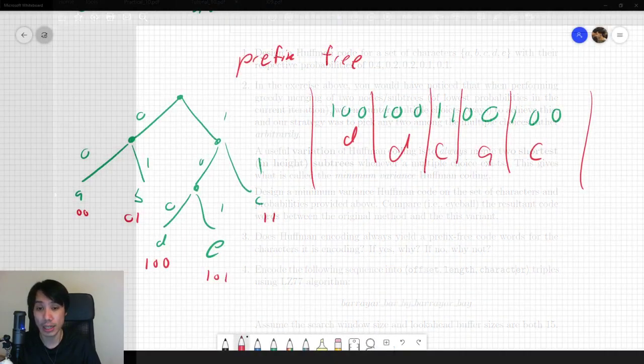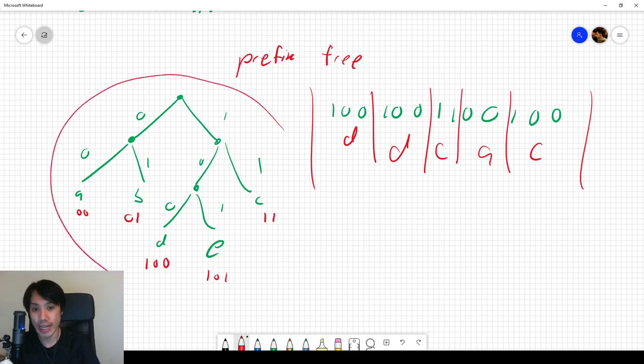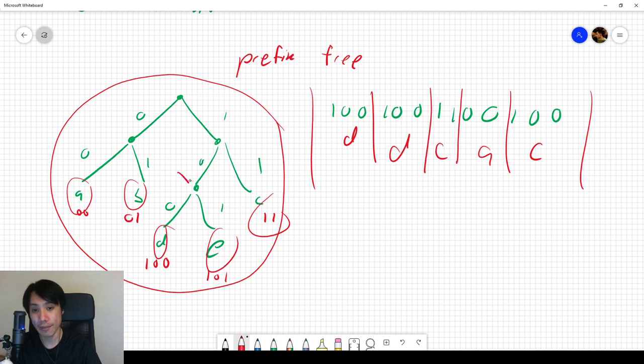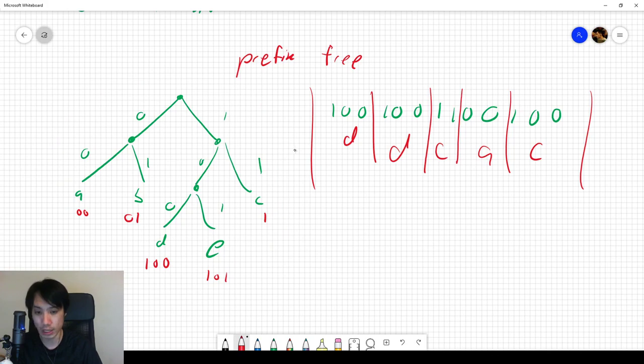Because what I'm constructing is a tree and my characters are all in the leaf. If I put a character here, let's say X, my X is not a leaf. X will be 1 0. You realize 1 0 is a prefix of D and E. It is no longer prefix free. But since all my characters are in the leaf, it is guaranteed to be prefix free.